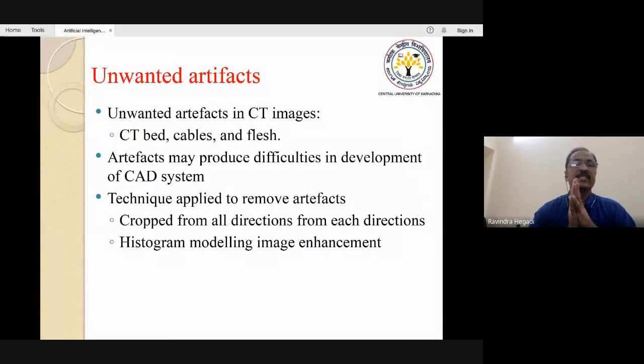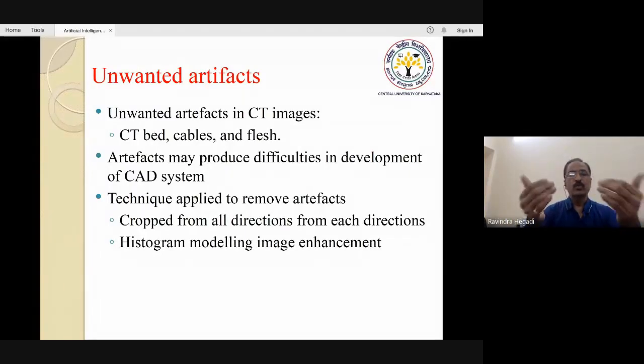So what are those? Such as the CT bed, there may be certain cables available, or in the image you may have flash also. While conducting the CT, you may get these unwanted things in the images which are not important for you, so you need to do some pre-processing and eliminate them so as to get to the actual part you are interested in. The presence of such artifacts may produce difficulties in the development of a CAD system or for fracture detection and analysis. So these have to be removed.